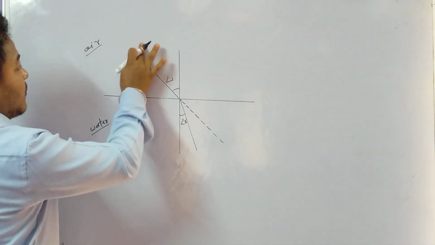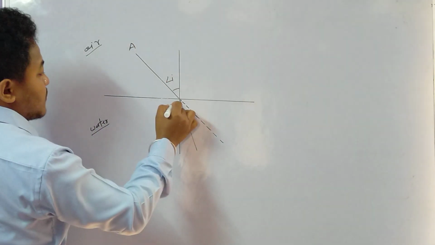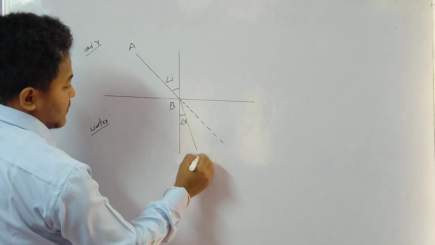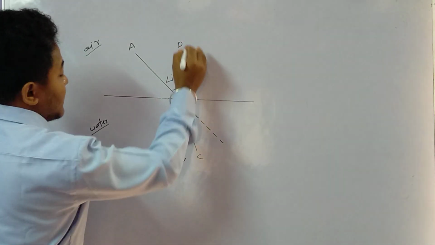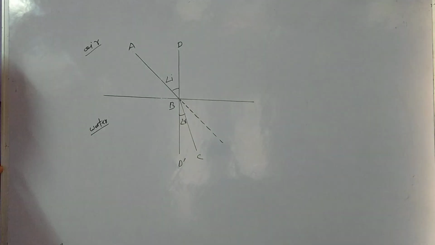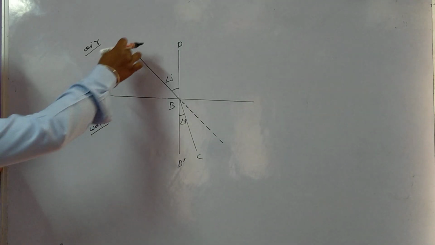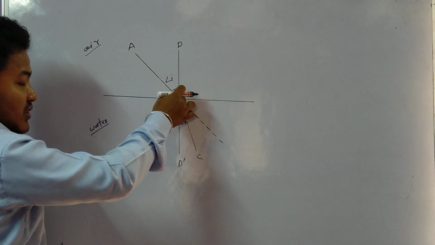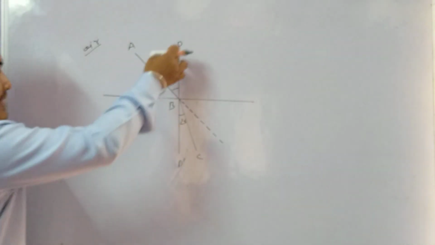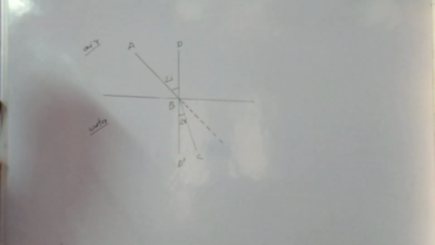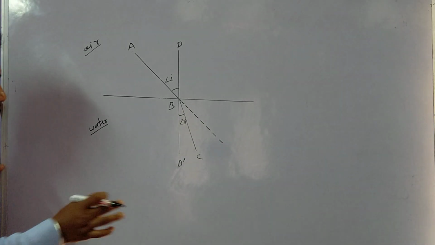If I give some names over it, this is point A, this is point B, this is point, suppose, C, and this is D dash. That means we have found AB as the incident ray, BC as the refracted ray, and BD dash as the normal. Okay, in this case, what is happening now?